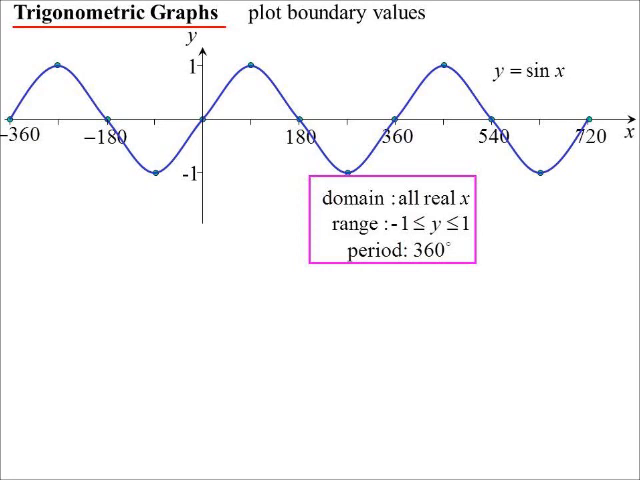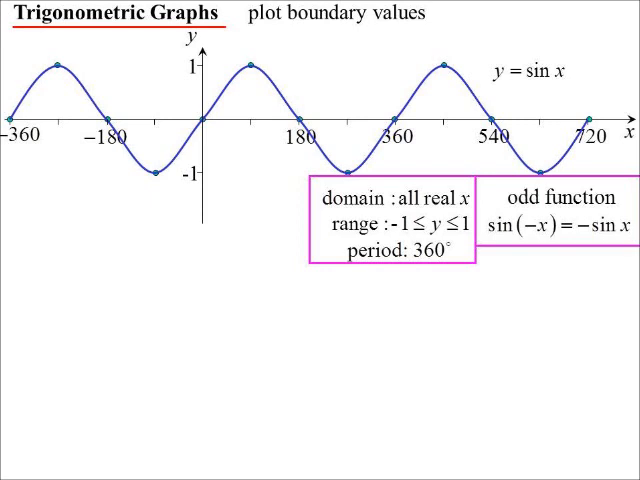But you have to be going in the same direction. So at 0 I'm going up, at 180 I'm going down. It's not until I get to 360 that I'm going in the same direction again. So the period's 360. Look at the symmetry. We've got an odd function there. If you were to rotate that graph 180 degrees, you get the same picture.